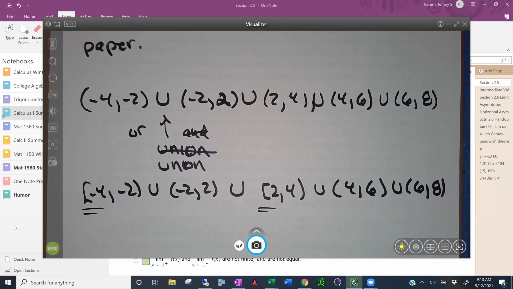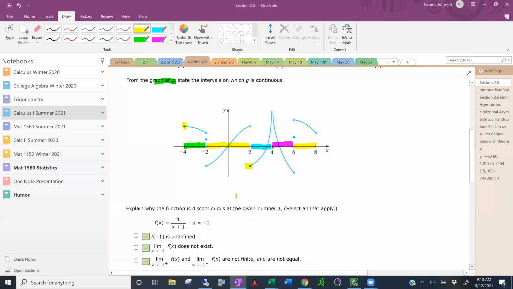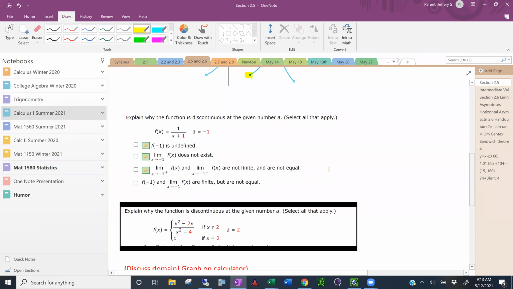Okay. Well, let's keep going. Let's move down to this next one. It says explain why the function is discontinuous at the given number. So in this case, the given number is at -1, and our function is f of x is 1 over x plus 1. So I'll call this one example B. F of x is 1 over x plus 1.